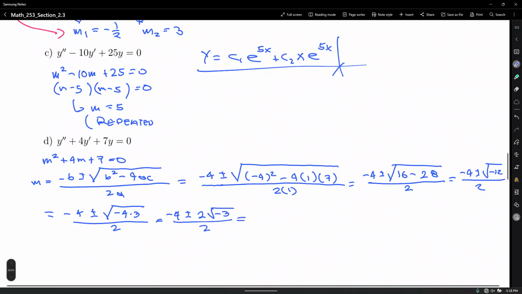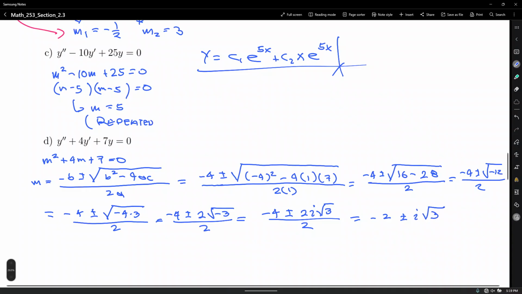Everything divided by 2. However, what about the negative inside of the radical? What do we do with that one? What is that? The imaginary unit, right? So that'll be negative 4 plus or minus 2i square root of 3, and everything divided by 2. Lucky for us, both the number 4 here and the 2 multiplying the i and the radical are divisible by 2. So that's negative 2 plus or minus i square root of 3.